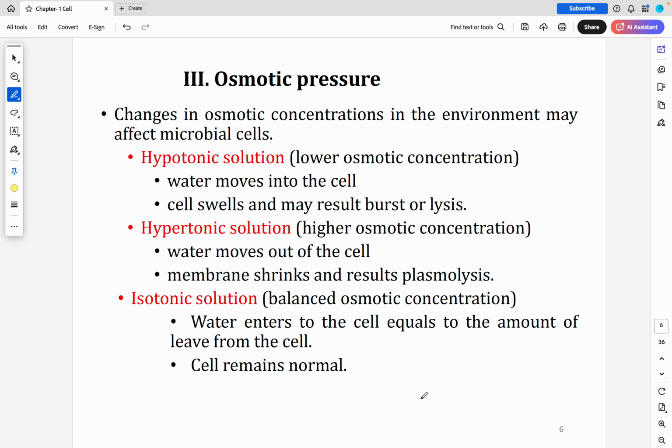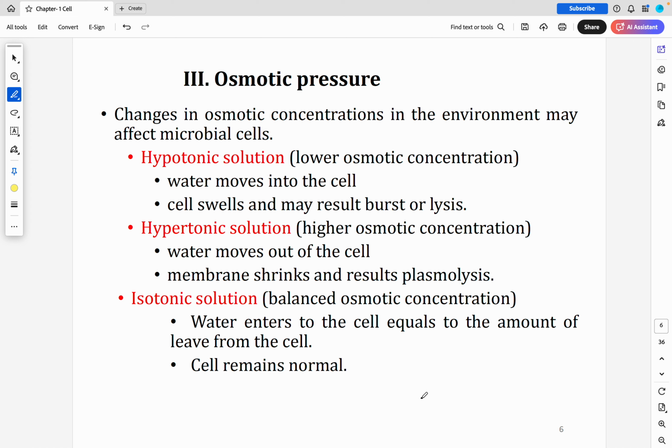So we have hypotonic, hypertonic, and isotonic solutions. Hypotonic solutions are solutions that allow water to move into the cell. Primarily, the solution is of lower osmotic concentration relative to the internal fluid or the internal environment of the cell. So water will move inside to dilute the concentration inside the cell. And when that happens, the cell will swell and might result in bursting or lysis.